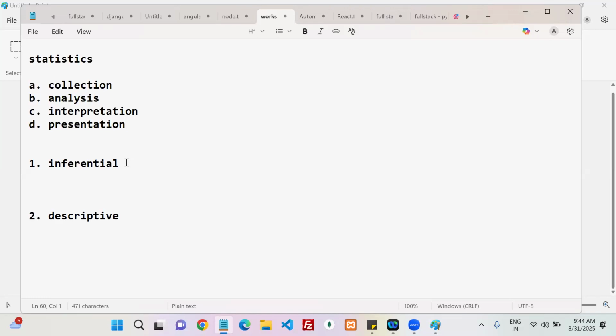The next one is descriptive statistics. You have some data and you want to summarize it. You want to find the median, the mode, the standard deviation, the range, the variance, all these. If you work on that, then it is descriptive. Understood?